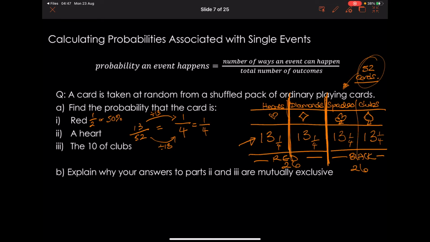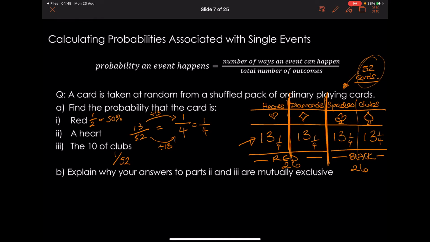Now another thing to explain is that within each suit, so in the hearts, in diamonds, in spades, we have ace, 1, 2, 3, 4, 5, 6, 7, 8, 9, 10, jack, queen, and king. So in every suit there is only one of each number. So there's the ace of hearts, then the 2 of hearts, 3 of hearts, 4 of hearts, and so on for all of the suits. Question 3 says, what's the probability of choosing the 10 of clubs? Well, there's only one 10 of clubs in a pack of 52.